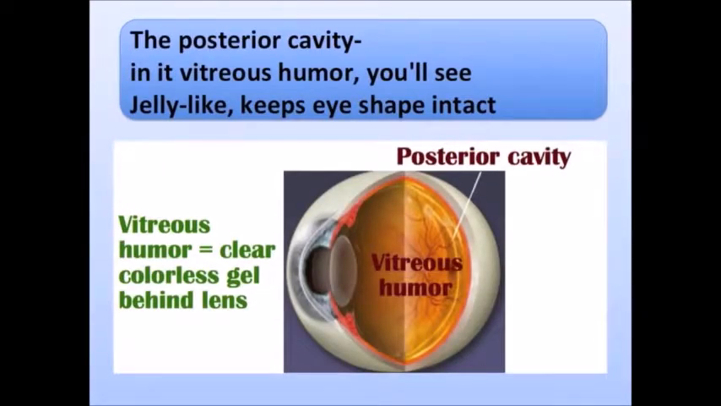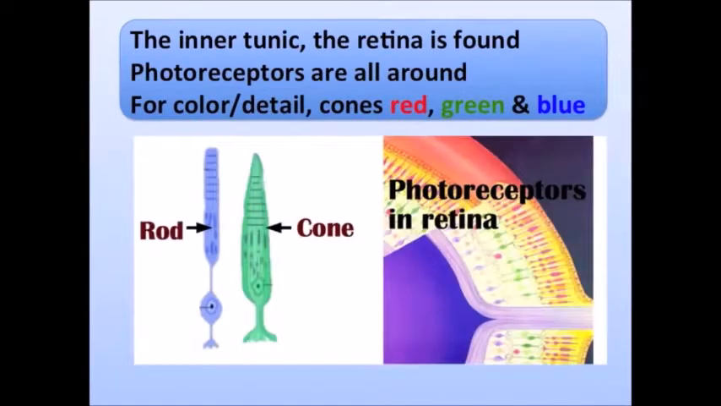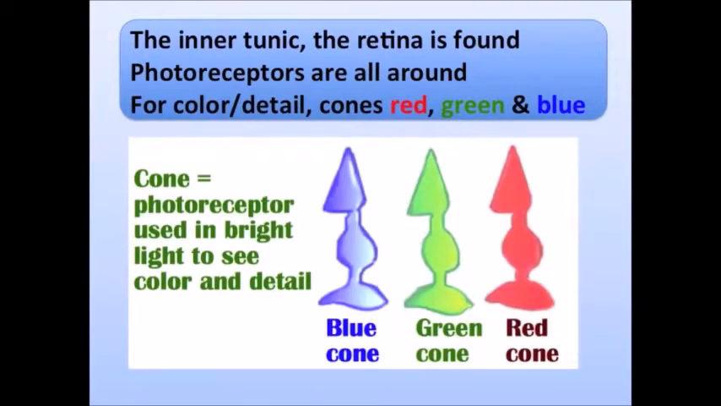The posterior cavity, a vitreous humor you'll see. Jelly-like, keeps eye shape intact. The inner tunic, the retina is found. Photoreceptors are all around, for color detail, cones, red, green, and blue.